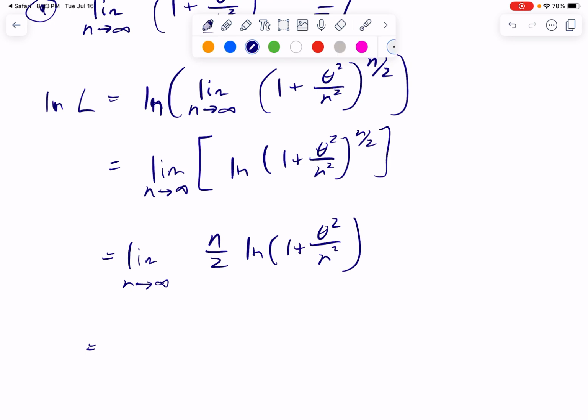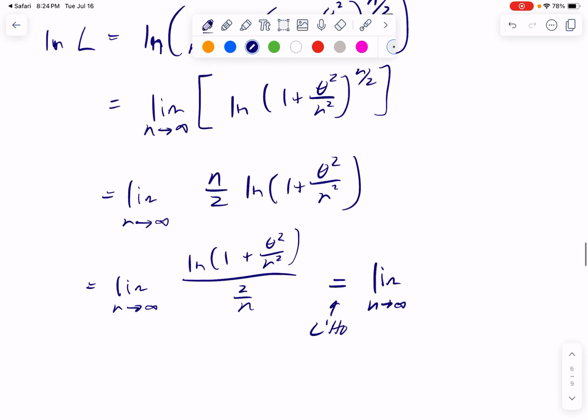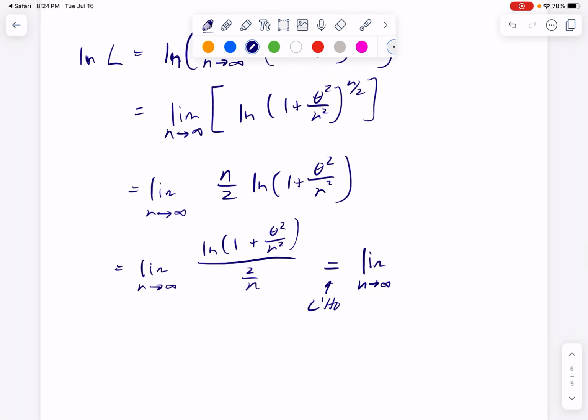But with indeterminate forms, we can do L'Hopital's rule. And the trick for L'Hopital's rule is let's turn this into a fraction by saying, no, I'm not multiplying by n over 2, I'm dividing by 2 over n. So now I'm going to do L'Hopital's rule. Okay, this will be a little bit messy, but nice things will happen. Actually, let's just do this on the next line.